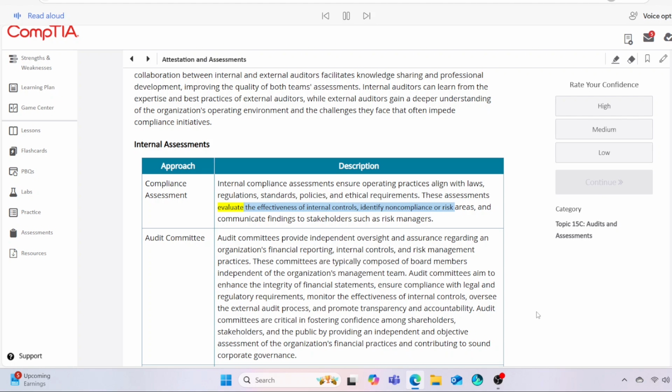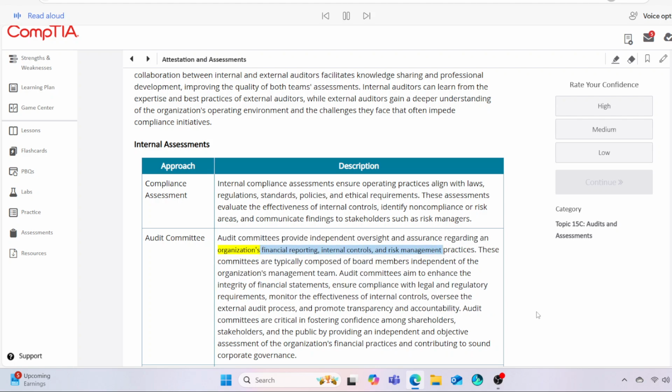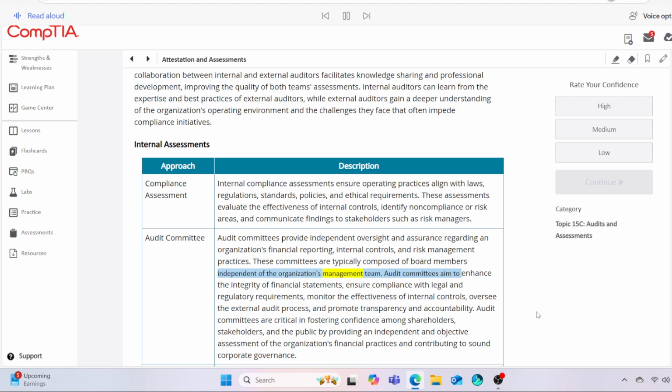These assessments evaluate the effectiveness of internal controls, identify noncompliance or risk areas, and communicate findings to stakeholders, such as risk managers. Audit Committee. Audit committees provide independent oversight and assurance regarding an organization's financial reporting, internal controls, and risk management practices. These committees are typically composed of board members independent of the organization's management team.